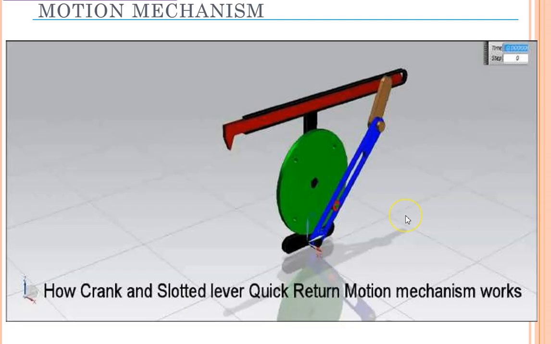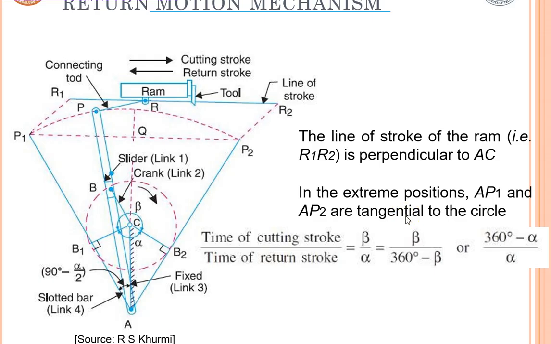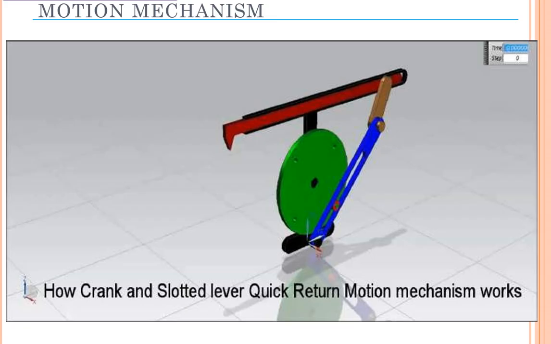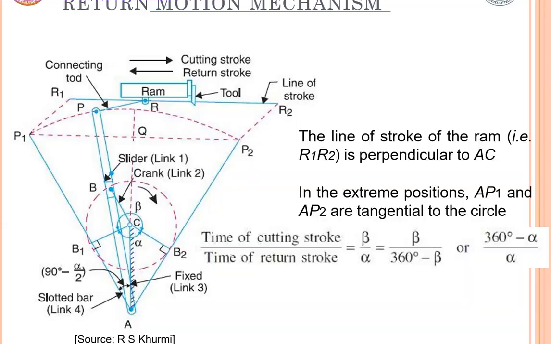So here, if you take this type of mechanism, it is added in the shaping machine where there will be a crank which is going to rotate. So here the crank is going to rotate at a stipulated angle with respect to alpha and beta. Alpha is the return stroke and beta is the cutting stroke. Means in the shaper mechanism only the forward stroke is the cutting stroke and the return stroke is not a cutting stroke.